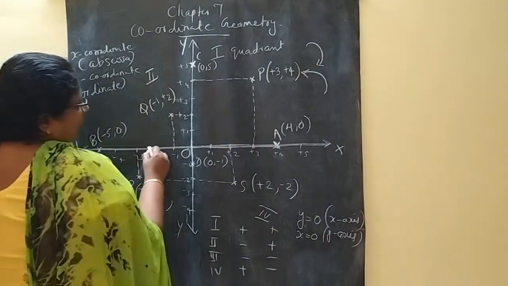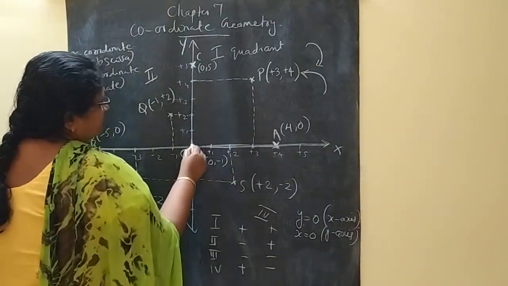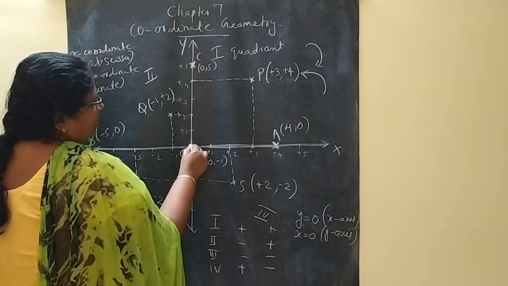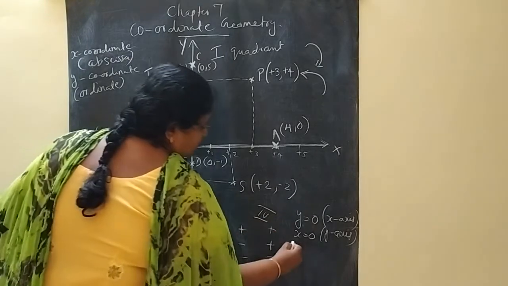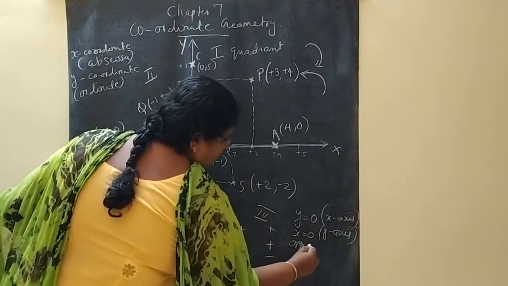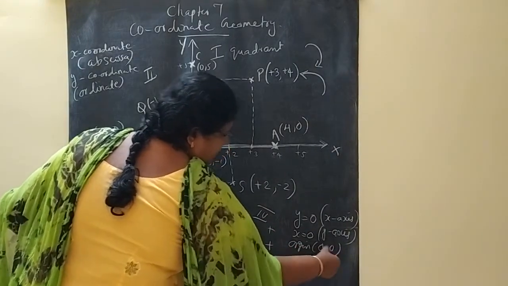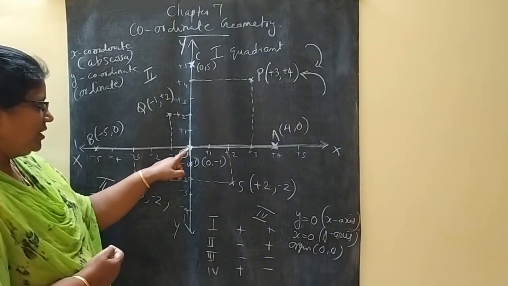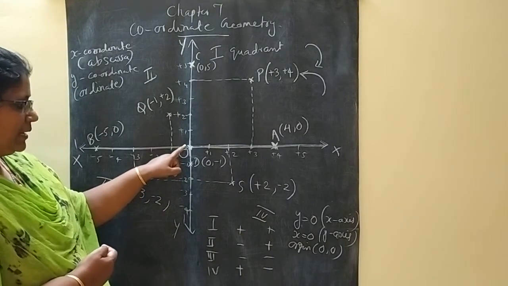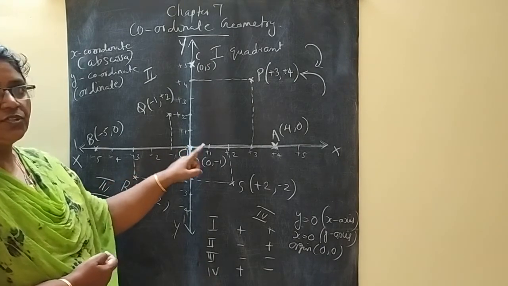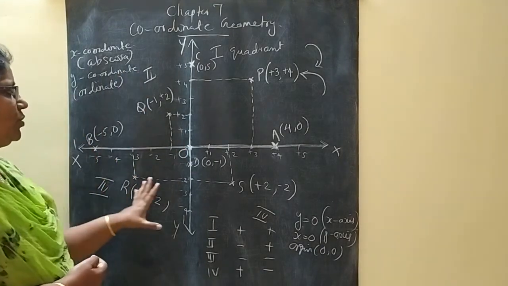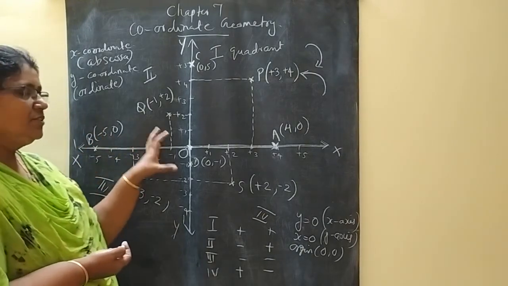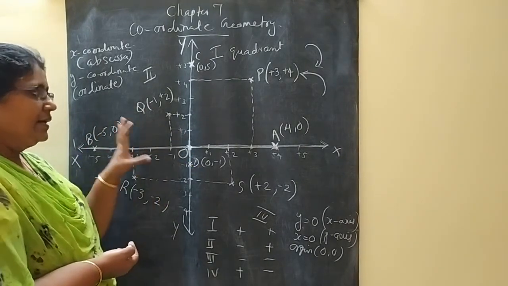Then, the point of intersection of this x-axis and y-axis is here. It is called the origin. What is that? The origin, and it is represented 0, 0. This particular point is the origin, represented 0, 0. So all these things you have to learn by heart, how to represent a coordinate system on a graph sheet.